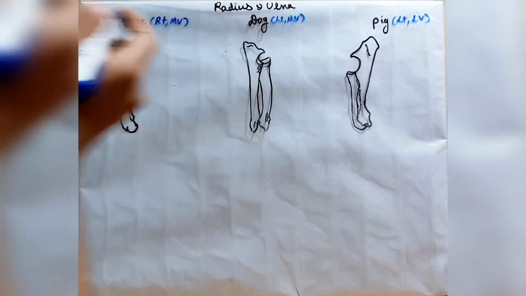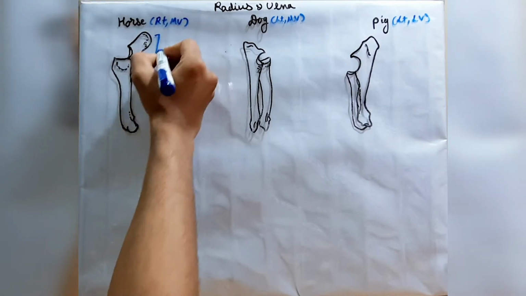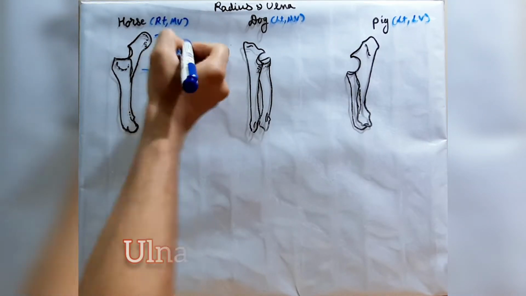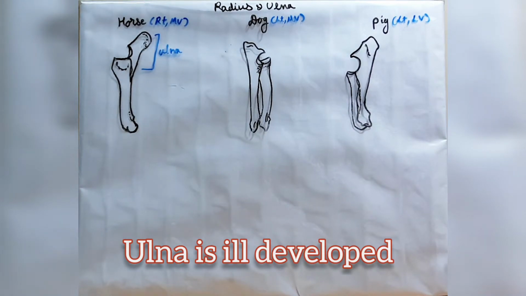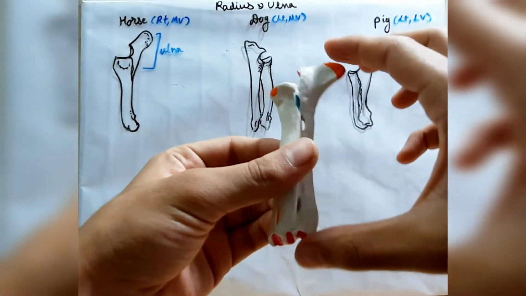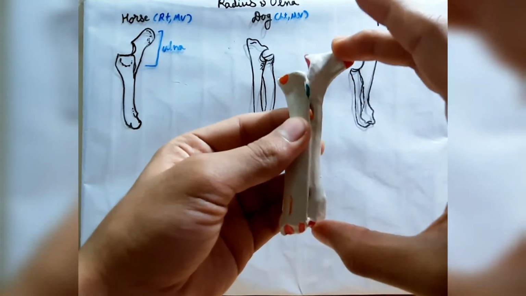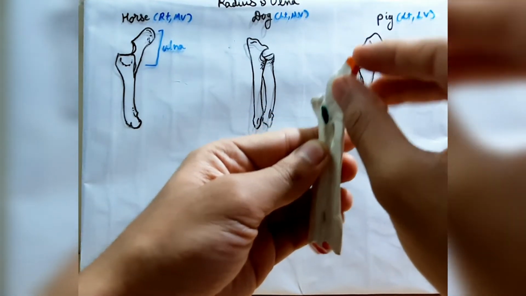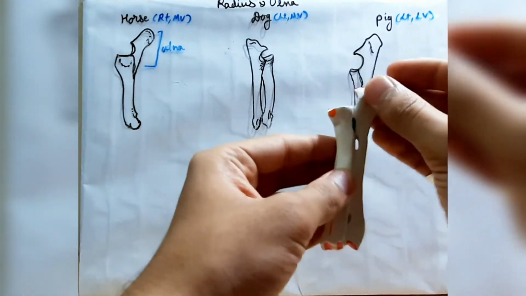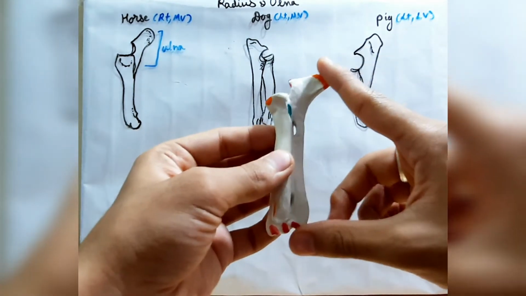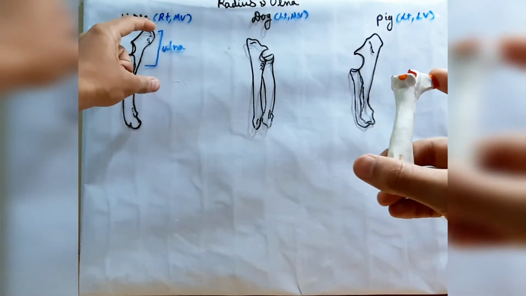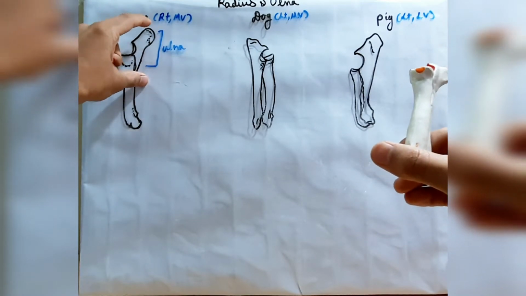The first point that you're going to see is that in case of horse, the ulna here is not as big and developed as compared to that of the ox. See, in case of ox, the ulna is much longer than the radius. Yes, it is ill developed, it is not as developed as the radius, but in length it is longer. But in case of horse, this is not the case. You can see ulna is only this much.